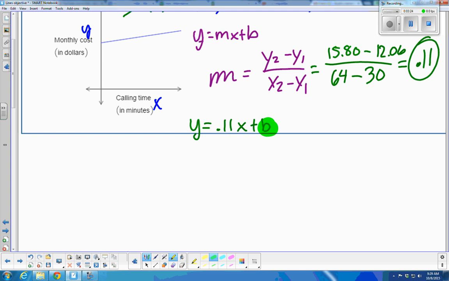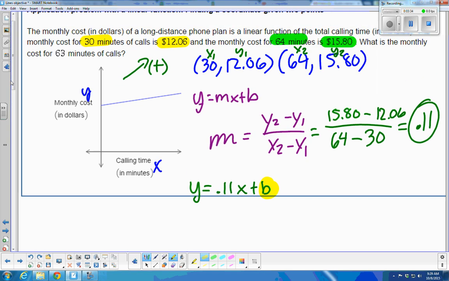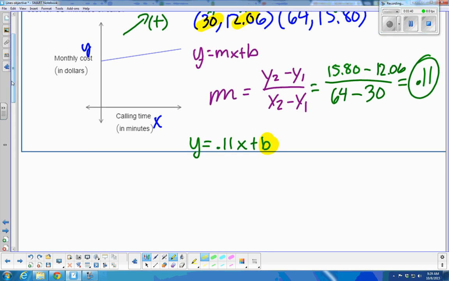I shouldn't have used green there. It looks funny. Here, let me undo. All right, there we go. So I'm going to try to find an x and a y that work. Well, I need an x and a y. I have x and y's. Here's an x, here's a y. Sure, those will work. Why not? So let's plug those in. If we plug those values in, my y value, 12.06, equals 0.11 times my x value, which is 30, plus my b.